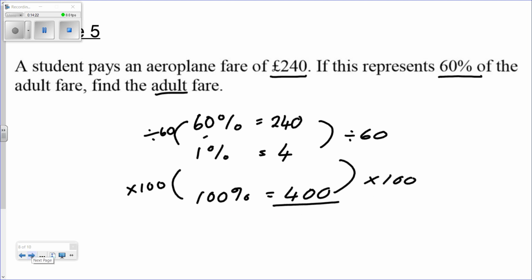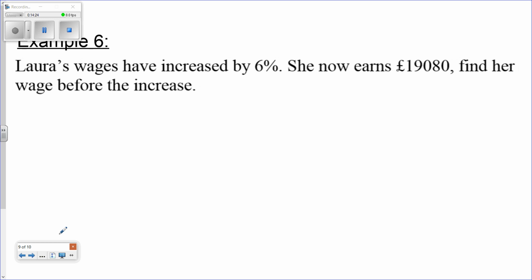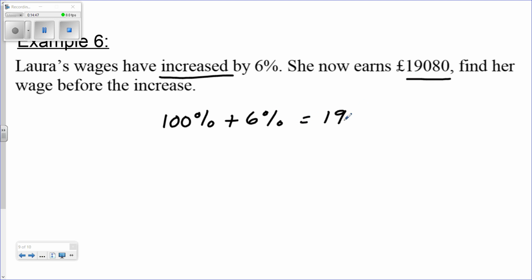Okay, and then the last example, just one more, just to double check we know what we're doing. So this is a little process. Laura's wages have increased. So they were 100%. They've increased. So remember to check for increase or decrease. They've increased by 6%. And she now earns £19,080. So that must mean that her wages are worth 106%.